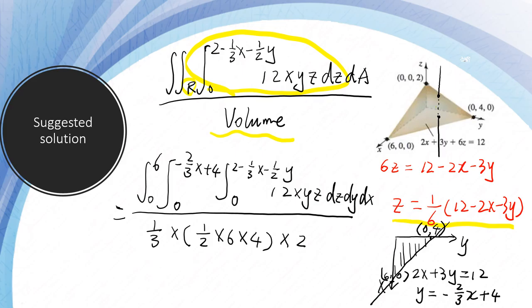Then we need to draw a picture of the projection. It's going to be a triangle. This vertex will be 0 comma 4, and this vertex will be 6 comma 0. So it's easy to find the equation of the line we are looking for: 2x plus 3y equals 12. So y equals negative 2 over 3 x plus 4.